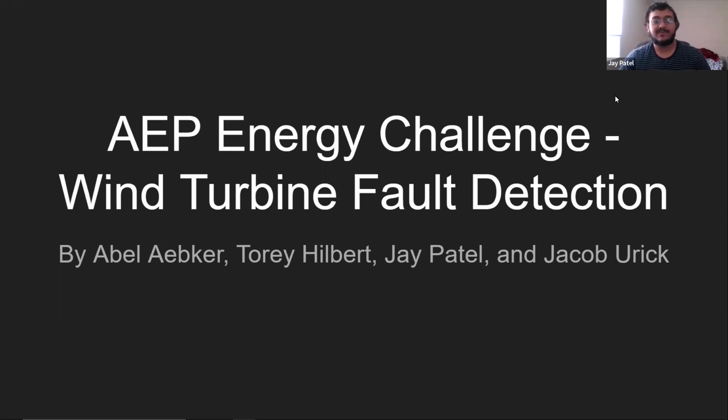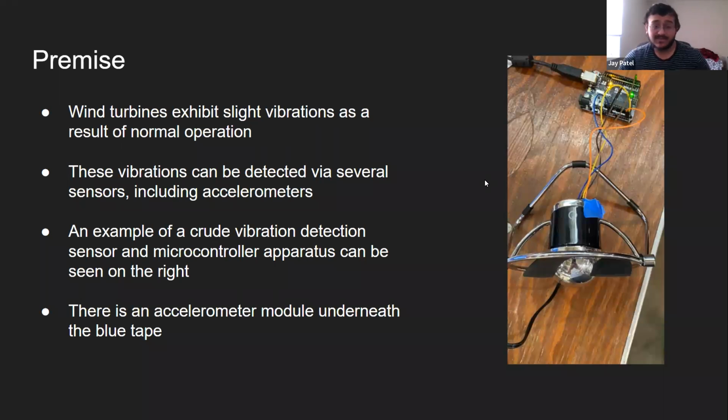We did the AEP Energy Challenge, and the premise of the experiment is that wind turbines can have slight vibrations when they're operating, and these vibrations can be measured using accelerometers. We want to measure these accelerometer readings and try to predict what kind of defect is going on with the wind turbine. As you can see here, we had an accelerometer plugged into an Arduino, and we attached it to that fan, and we would be able to measure the accelerations in various directions.